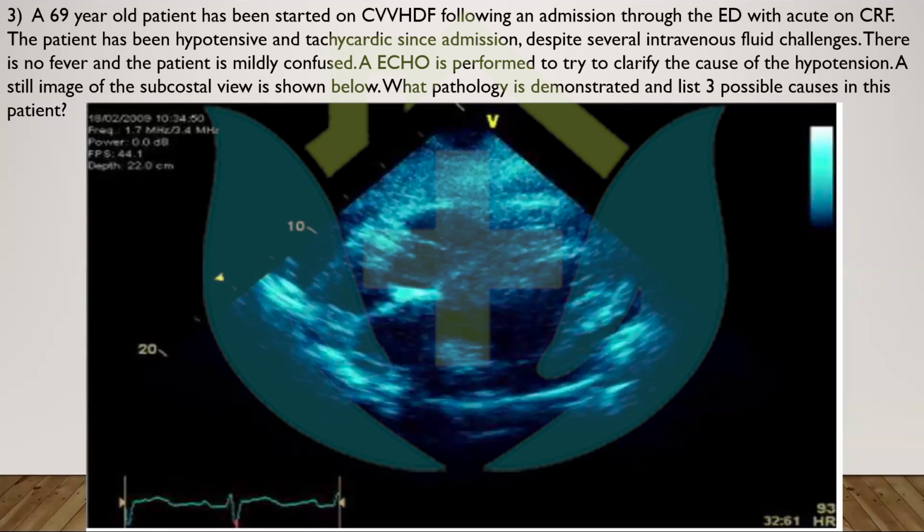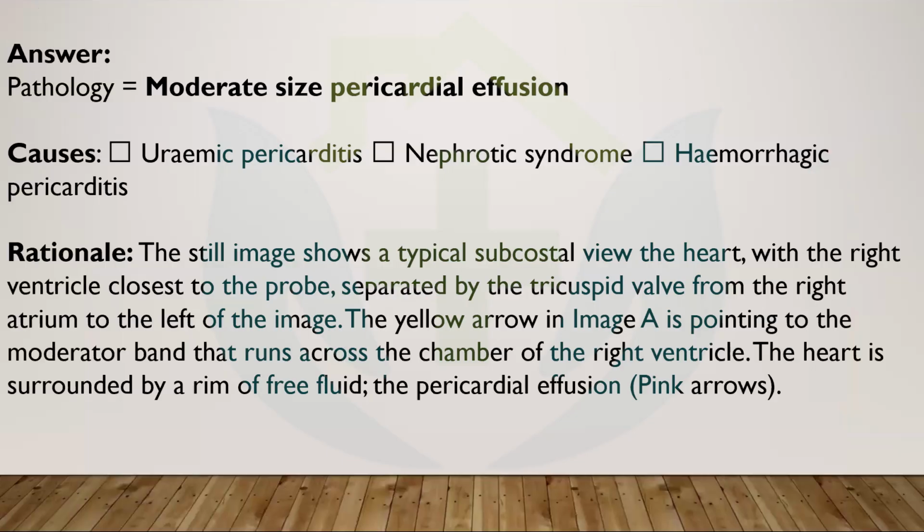So you can diagnose. You can see there is a pericardial effusion in this case, and the history that is given will have some clue to take you towards the diagnosis. Like this is a CKD patient with a large amount of fluid already given, so the patient is in fluid overload. That is why you can consider that this can be a pericardial effusion. It's a moderate pericardial effusion. Causes can be uremic, nephrotic syndrome, hemorrhagic pericarditis.